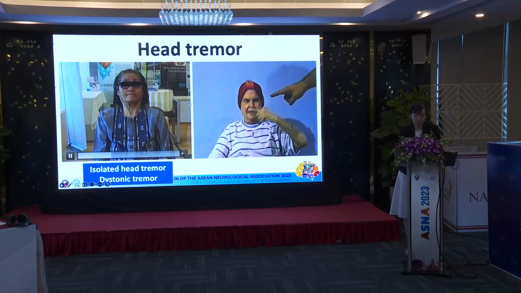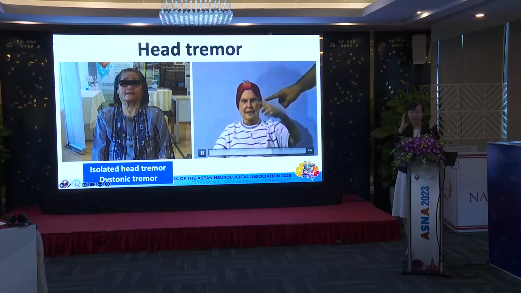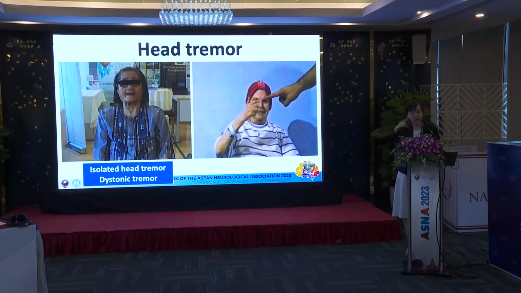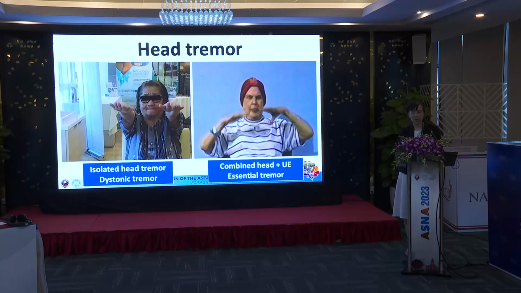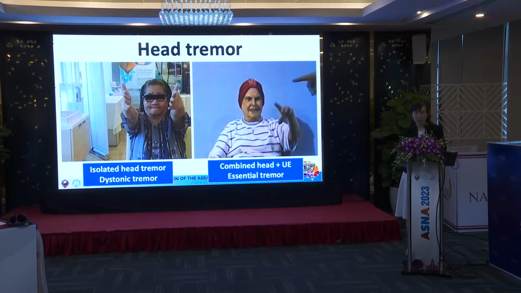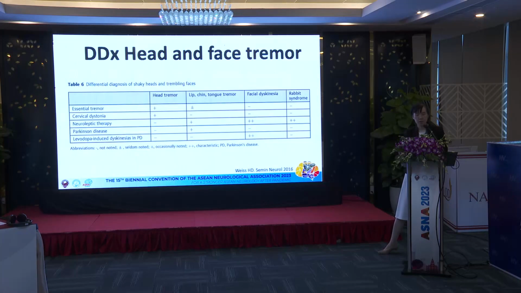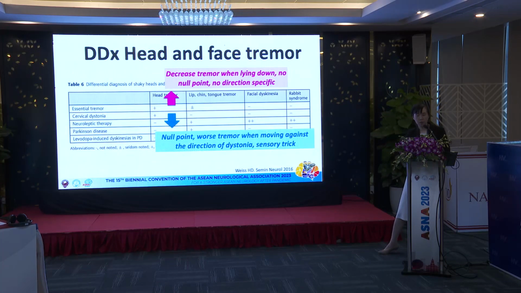While the patient here, you can see that she had both head tremor as well as hand tremor, particularly with the kinetic. So this one is consistent with essential tremor because it's combined head and upper limb tremor. So this is the table showing how to differentiate between head tremor in ET and cervical dystonia with tremor, sorry.